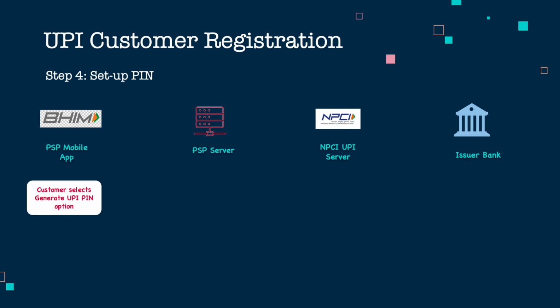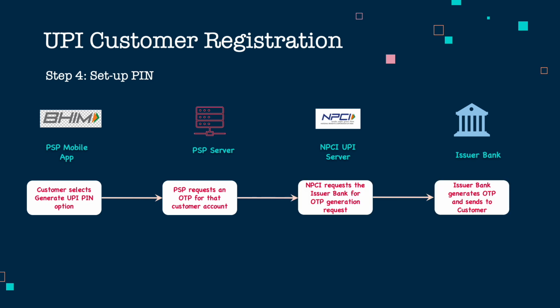Now let's look at the last step in the customer registration process, which is setting up a PIN. The customer selects the generate UPI PIN option on the PSP app, which is forwarded to the issuer bank through the NPCI UPI server. What happens here is the issuer bank knows the mobile number of the customer and sends an OTP to the customer separately, and this OTP is not provided back to NPCI or the PSP server.